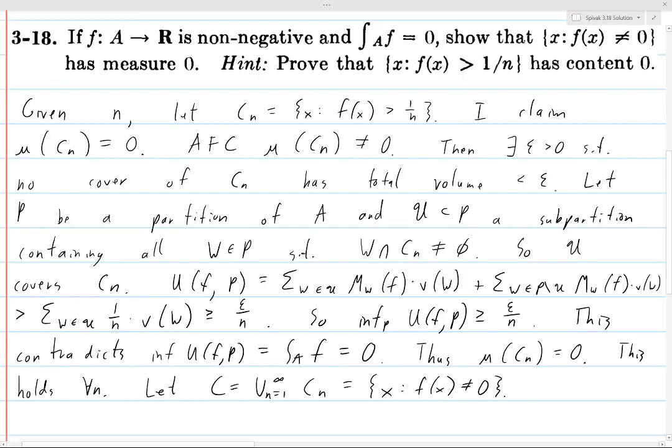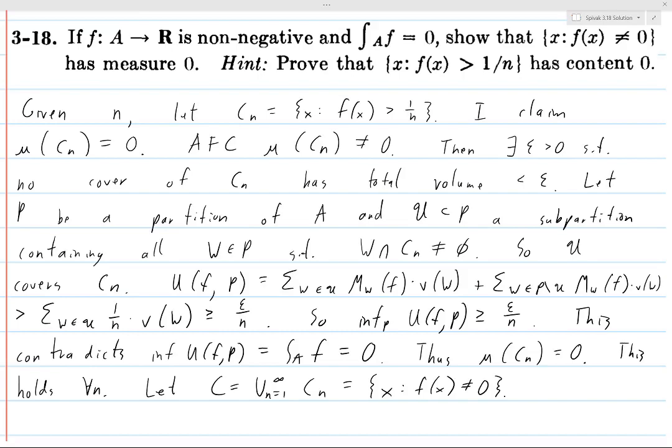You take a point in the set on the right, then it has to be in C. So if you take a point x, where f of x is non-zero, f is positive, so f of x is greater than 0. So there must be some n large enough such that f of x is greater than 1 over n. So x is in this particular Cn. And so that means that x is in the union of all of the Cn's, and so it's in C. So that means that the set on the right is contained in C.